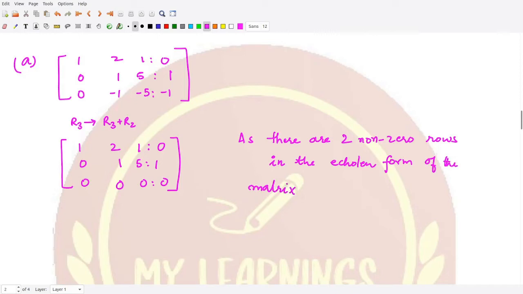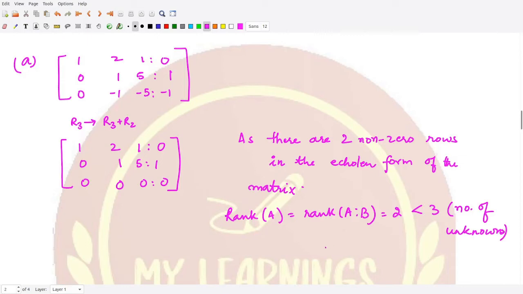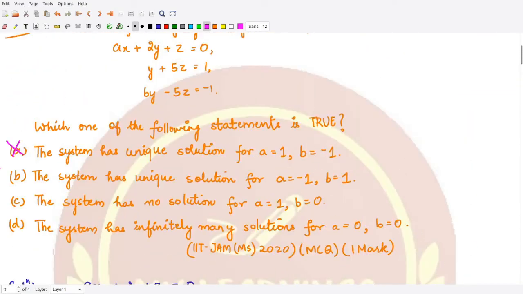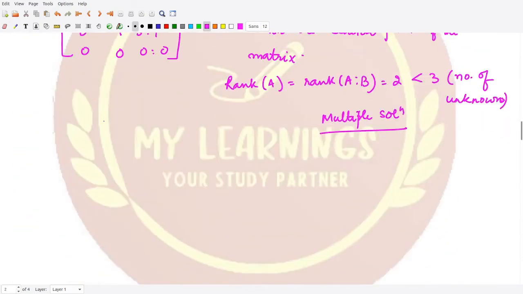Therefore, what is the rank here? The rank of matrix A is equal to the rank of matrix A augmented B, and it is equal to 2, and this is less than 3, the number of unknowns. So obviously in this case we would have multiple solutions. They in the first case are asking for a unique solution, so that means this option is incorrect. So we would say this option is incorrect.